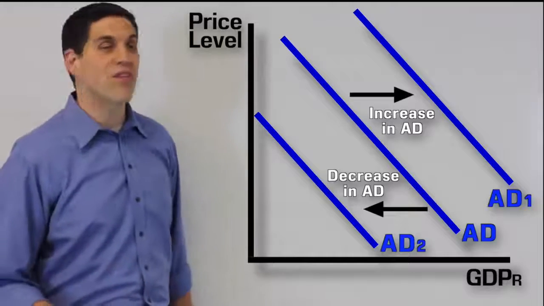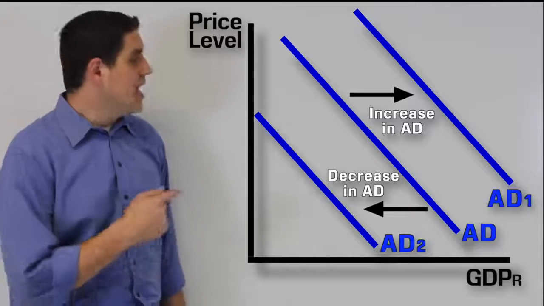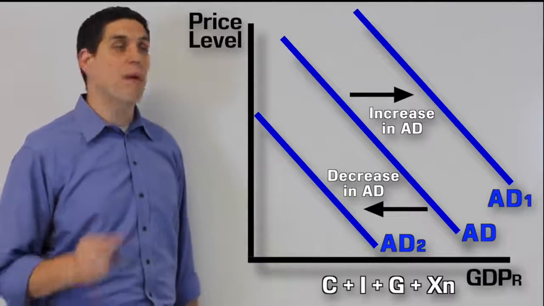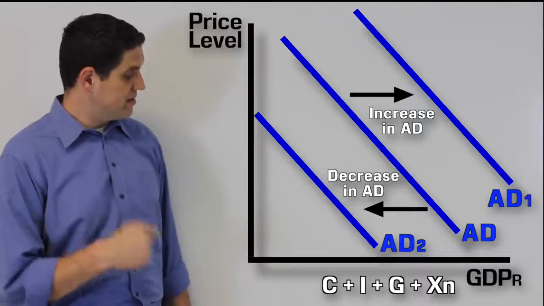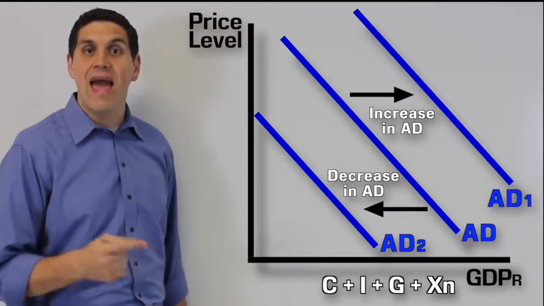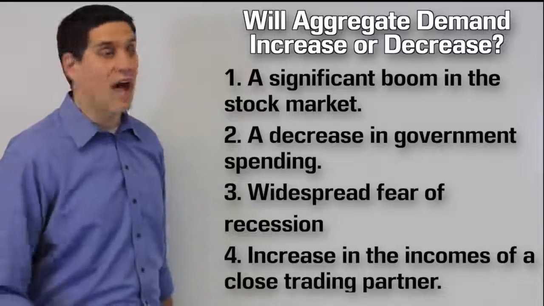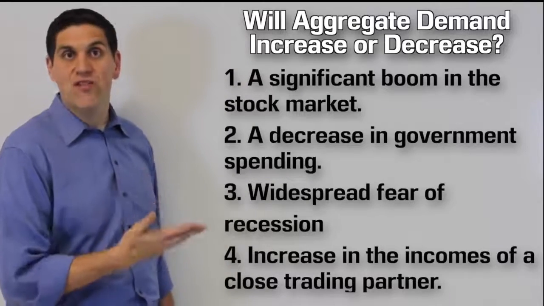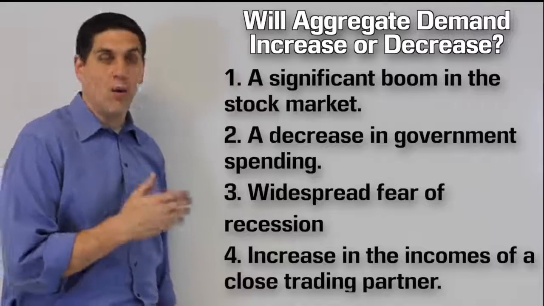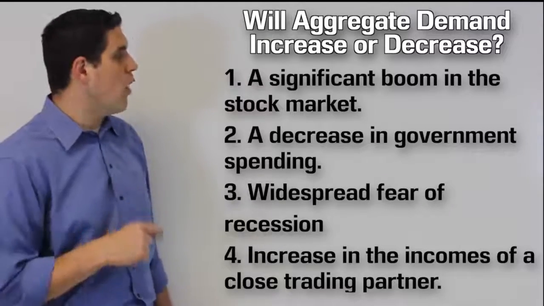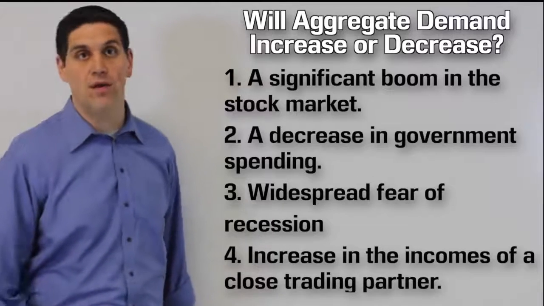Like a market demand curve, the aggregate demand curve will also shift. An increase is to the right, and a decrease is to the left. Since aggregate demand is made up of the four components of GDP, C, I, G, and XN, anything that causes those to change will shift aggregate demand. So let's practice. I've given you four examples that could shift the aggregate demand. Your job is to figure out will the aggregate demand increase or decrease. All right, stop the video, and for each one, decide if aggregate demand goes up or goes down.